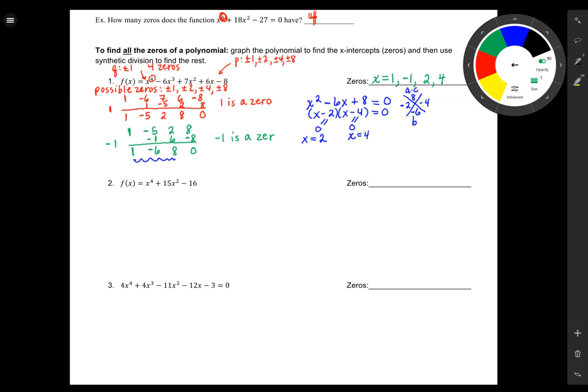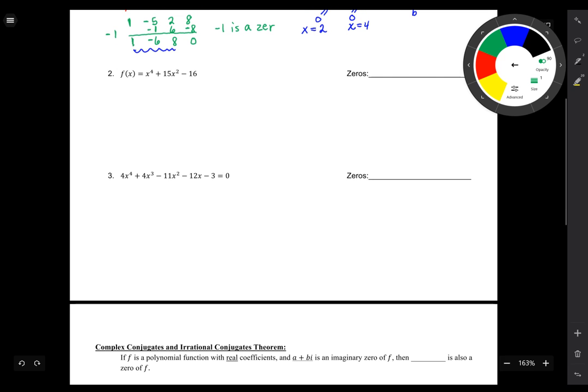Now, normally, if you had a graphing calculator, you would just type in that equation in your y equals, and it would give you all the zeros on the graph. But we don't have that technology, so we're going to do it the old school way. So let's look at problem number 2.